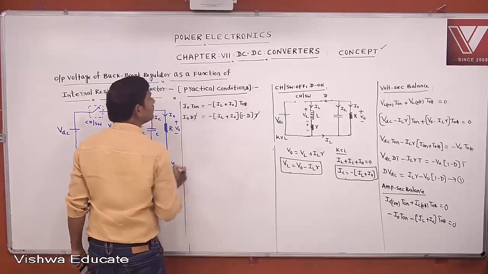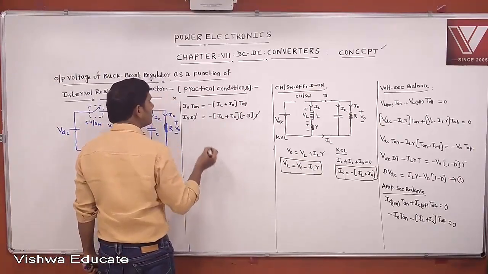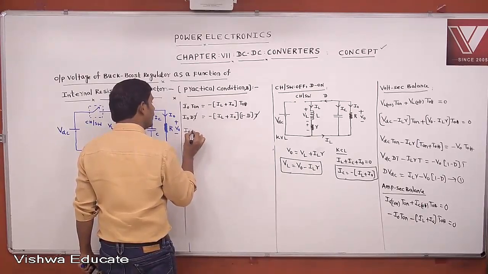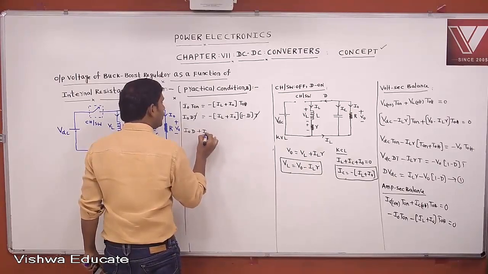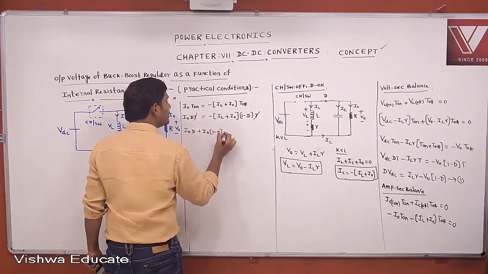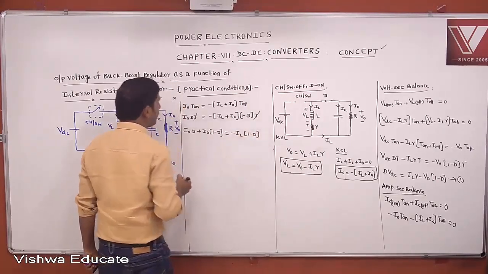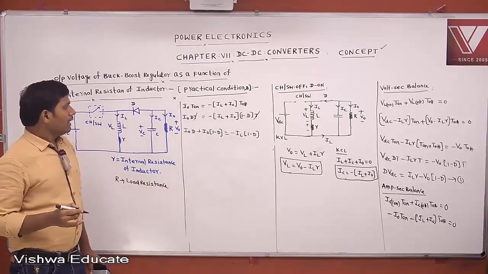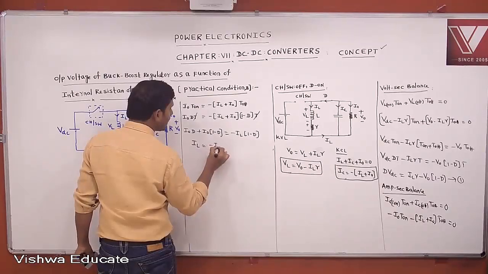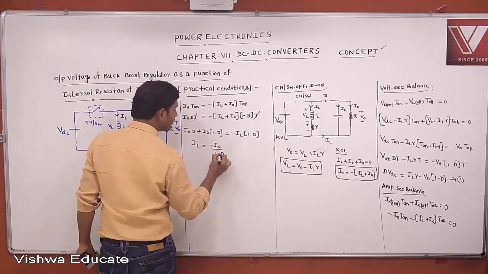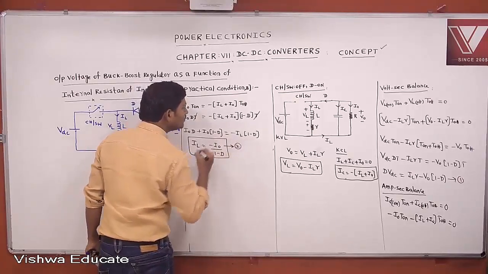This T, T cancel. We want to find the expression for IL now. What is the expression for IL? Then I naught into D, you bring this side, plus I naught into 1 minus D is equal to minus IL into 1 minus D. Then 1 minus D cancel, what you can get? IL equal to minus I naught by 1 minus D. This is the expression for IL. Let this be equation 2.